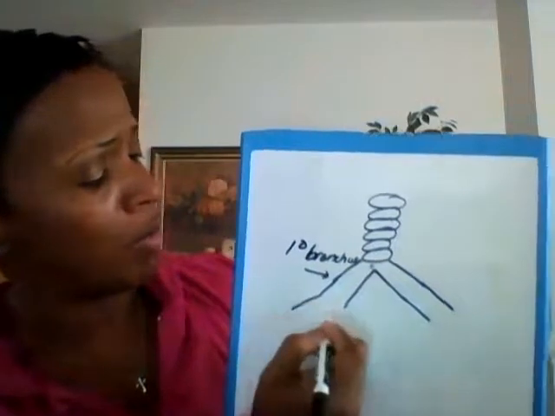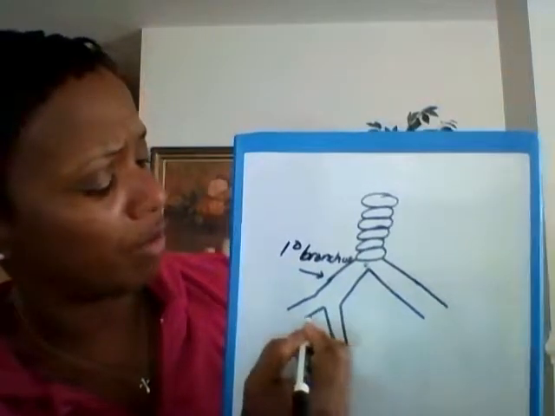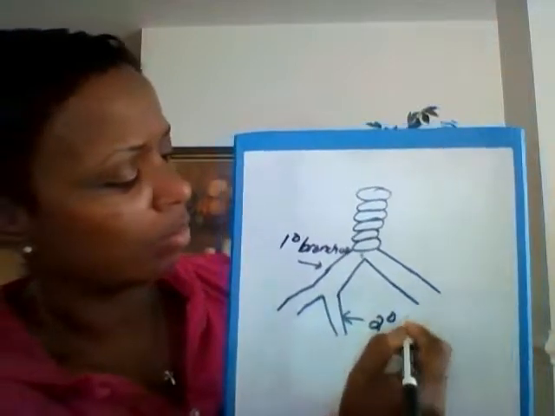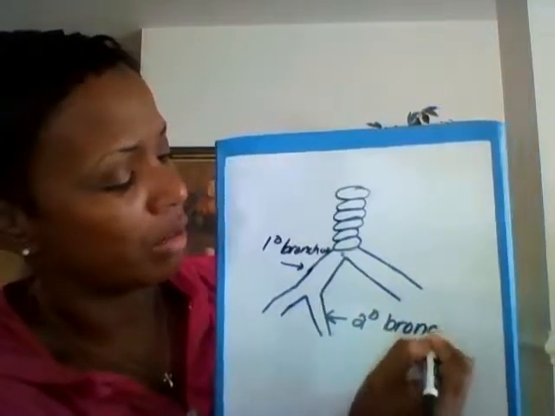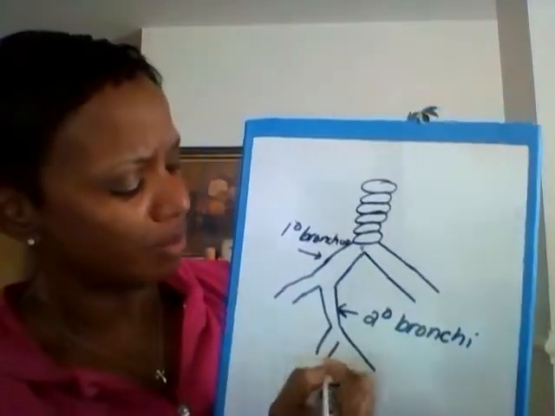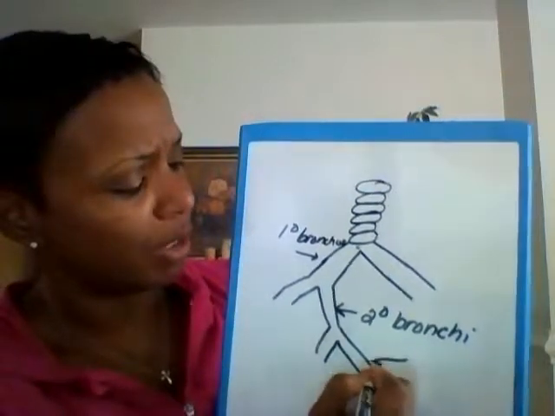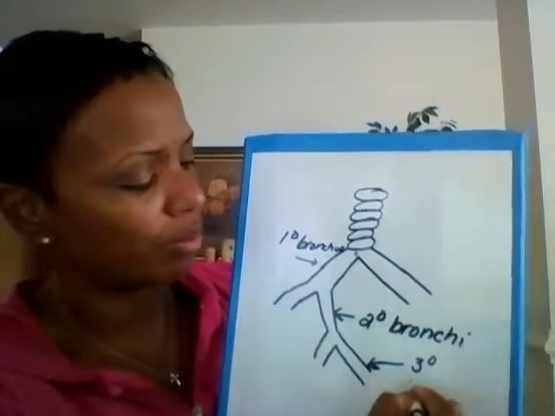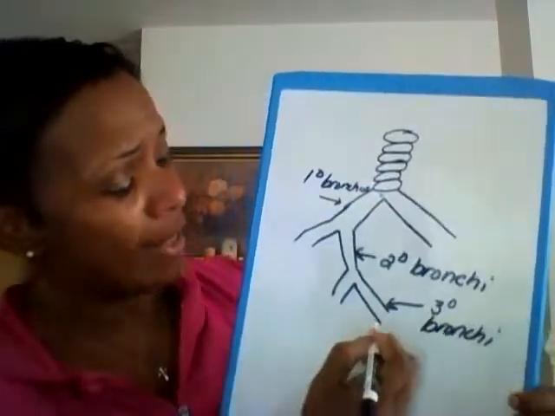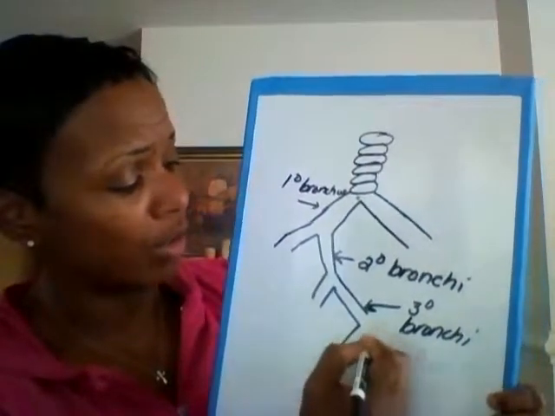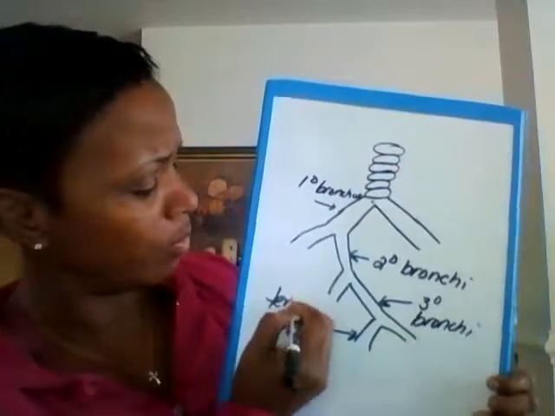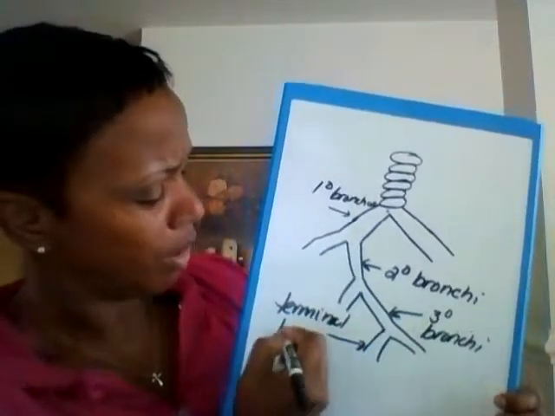Well, the primary will then split off to secondary bronchus or bronchi, because there's more than one. The secondary will then split and become tertiary bronchi. And then further, the tertiary will split and become what are called terminal bronchioles.